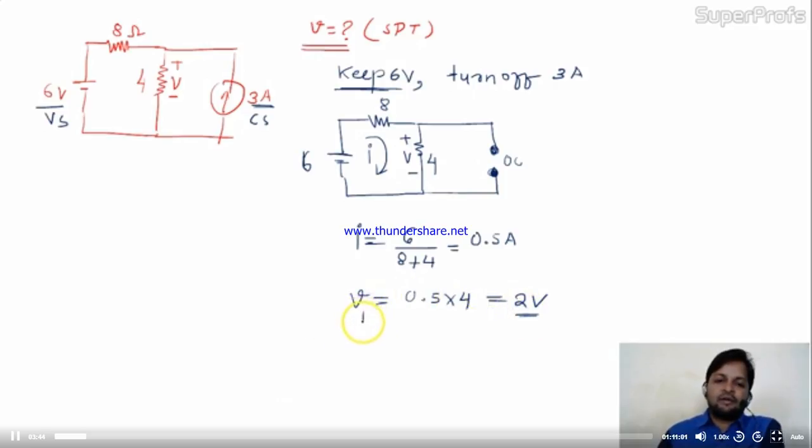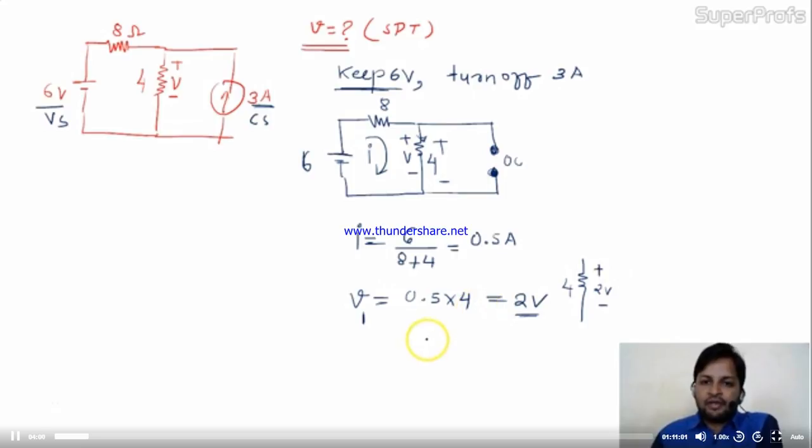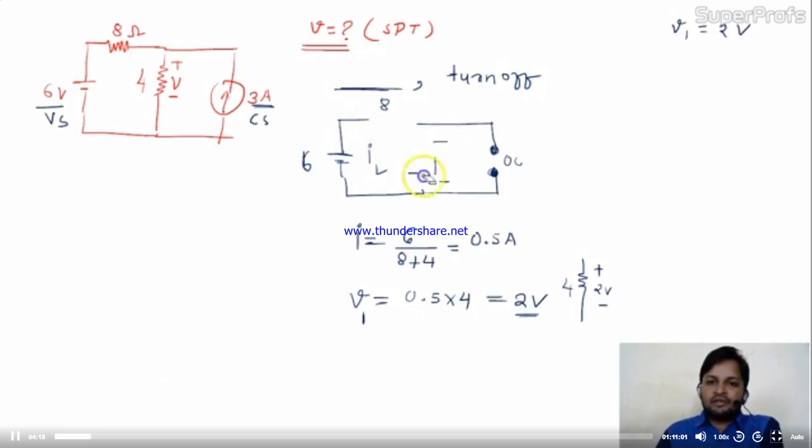So you have found the value of V1, that is 2 volt, and you know the direction. If this is 4, so direction of this 2 volt is like this. Is it correct? Because current is coming from the upward side, so voltage drop will be like this. I hope this one is clear to you. So please keep it here, V1 equal to 2 volt. Fine. Now in the next step I'll remove this voltage source and I'll keep the current source in the circuit.